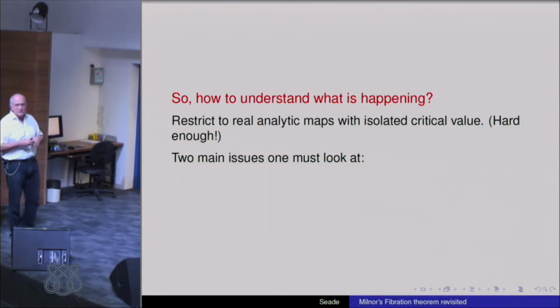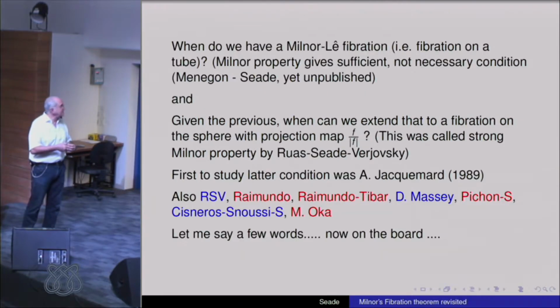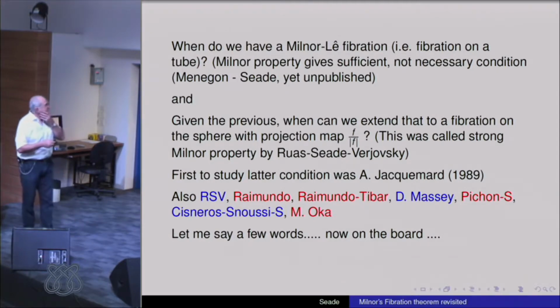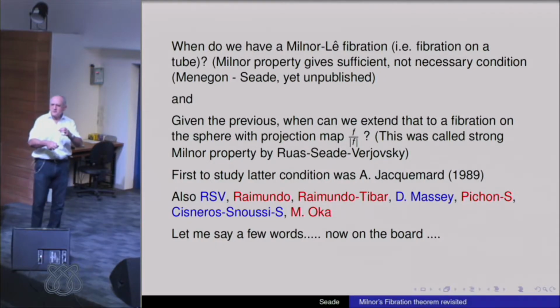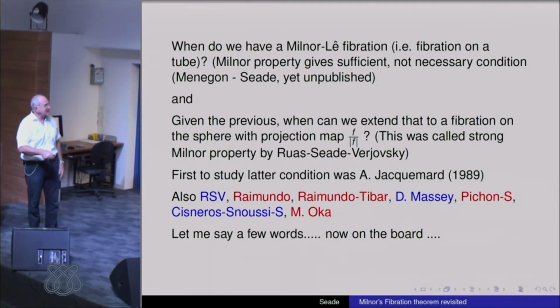Now, how to understand what is happening? When do you have fibrations on a tube? When do you have a fibration on the sphere, and so on? That's what I will discuss briefly now. When do we have a Milnor-Lê fibration, that means a fibration in a tube? These are topics that a number of people have been studying, Ruas, myself, and Berkowski long ago. The first one to study when you can get a fibration on the sphere with projection map, the canonical one, was Alain Jacquemart, a student of Perron in 1889. Then he changed topic. Somehow the subject remained dormant for many years, and then in later years this paper brought new light into the topic, and there are a number of articles by many people.